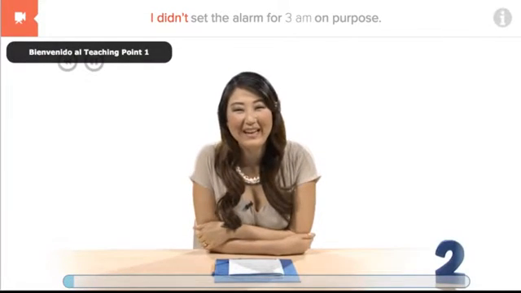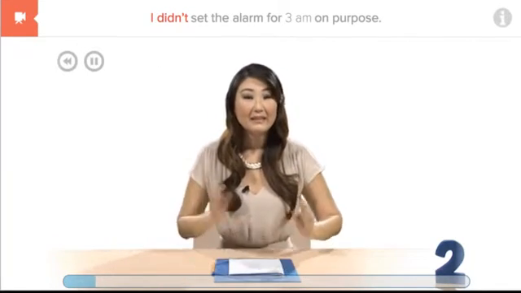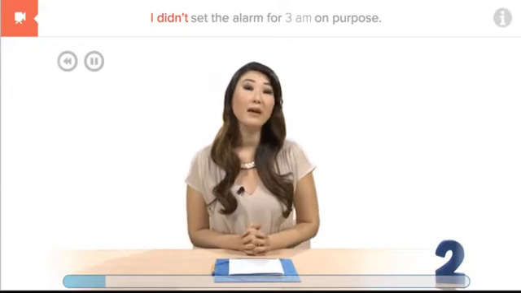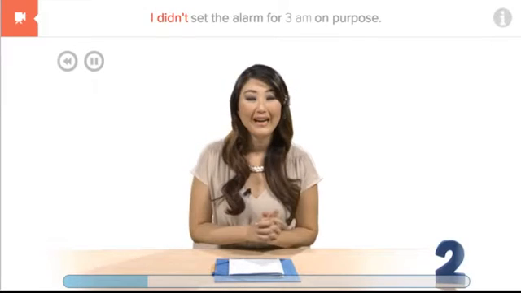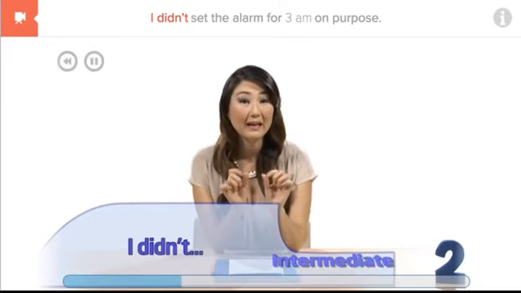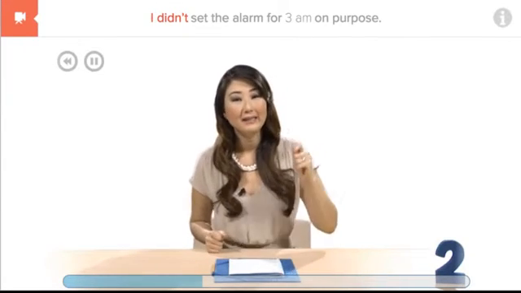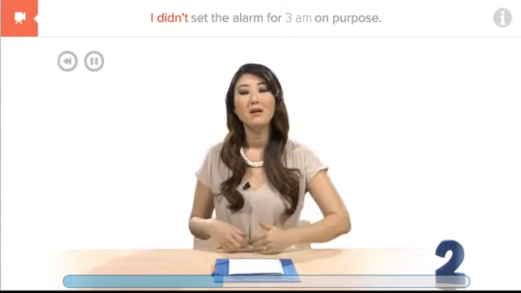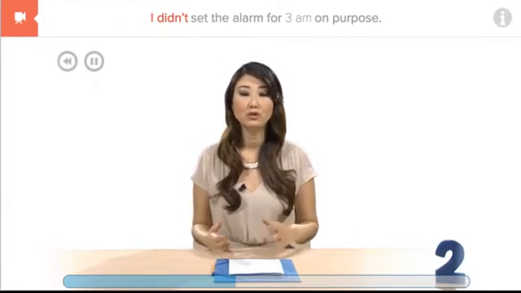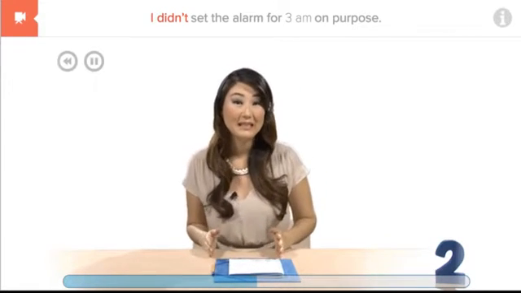Hello and welcome to a new day and a new class. I hope you're ready. Okay, the sentence is, I didn't set the alarm for 3 a.m. on purpose. Yo no puse el despertador para las 3 de la mañana a propósito. Usamos el verbo auxiliar en negativo, did not, y usamos la contracción, I didn't.